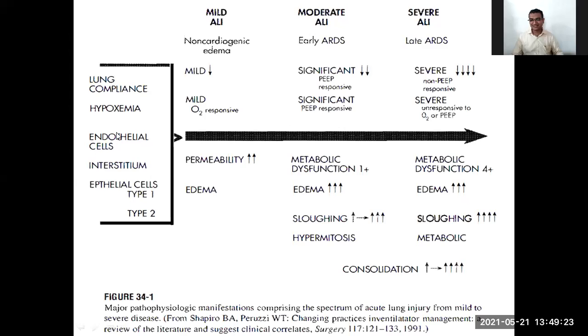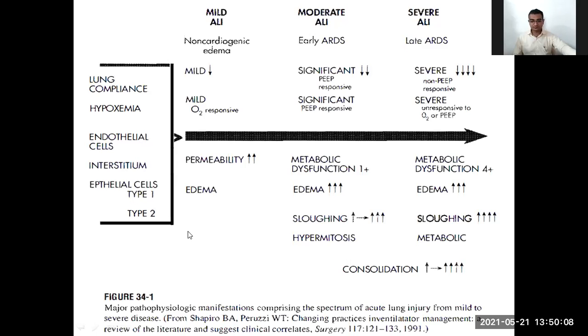Okay. So hypoxemia means a very small amount of oxygen in the blood. In mild ALI, it is O2 responsive. When we give oxygen therapy, it will improve. When you go for PEEP, the oxygen level will improve. Here, when you go for oxygen therapy and PEEP, it is not responsive at all. That is called very severe. In the interstitium, in mild ALI, permeability will be increased. Here, metabolic dysfunction is at 1+ level, and here metabolic dysfunction is at 4+ level. Epithelial cell edema will be increased, and in severe cases very increased edema.